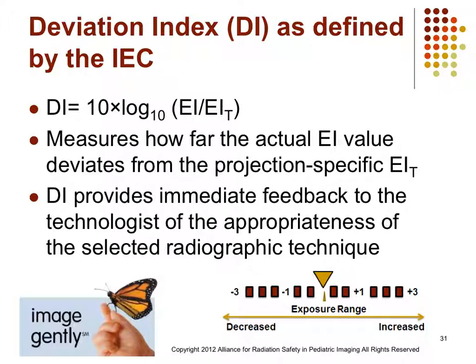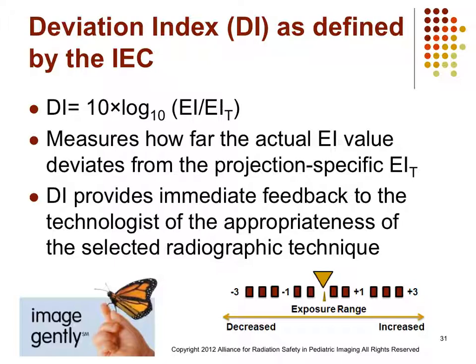But the technologist is going to have to specify the correct body part. That way the correct EI sub T is actually brought up. So it knows, okay, I have this EI, I need to correspond to the correct body part, which is considered the optimal EIT for this particular projection. And then it has the ability to calculate that DI value.